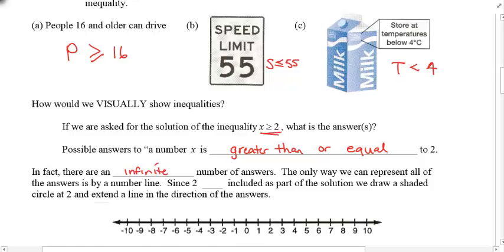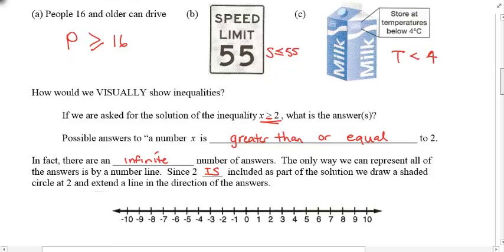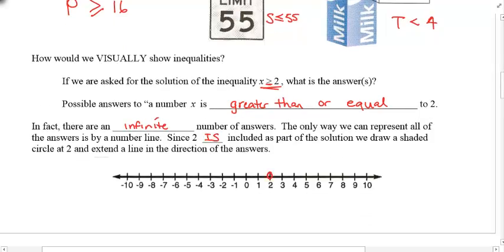So we can't really list them all, because we just can't. So we represent all of these answers by using a number line. In this case, 2 is actually part of our answer. It is included because of that equal sign. So to show that it's included, we draw a solid dot at 2. So a solid dot means we include that particular number.